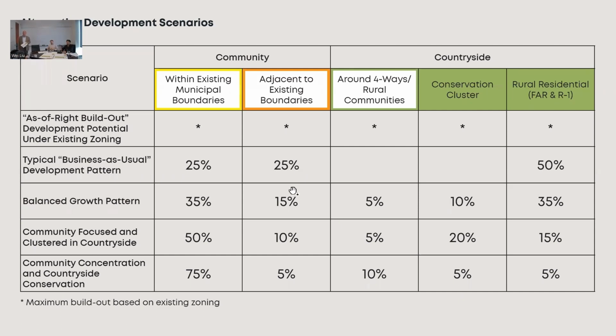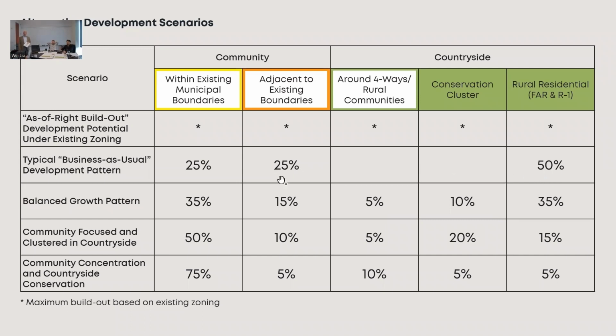So the typical business as usual pattern is somewhere around 25% occurring within those existing municipal boundaries. And then there's another 25% just adjacent to that. But about 50% right now is occurring out in those rural areas. And we'll show you some footprints of what that currently is today as well here shortly.